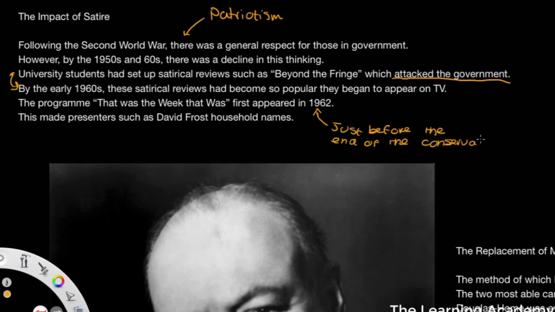And we also have the popularization of the presenters of these satirical shows, such as David Frost, who became household names in this period of time. So the impact of satire really did have an effect on the attitude towards government. And we'll note, as we move on later in this course, that satire becomes a staple of societal attitudes towards the government, even today.